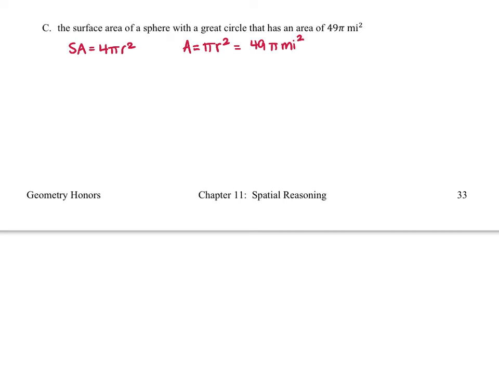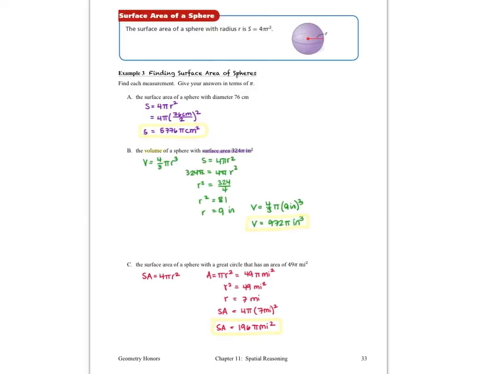And we can divide pi out from both sides. So we're going to have r squared is equal to 49 square miles. Take the square root of both sides, and we have r, our radius, as 7 miles. Now we're ready to plug back into our surface area formula, and it's 4 pi, and then our r, 7 miles squared. So in the end, our surface area is going to be, once we multiply everything following order of operations, 196 pi square miles.